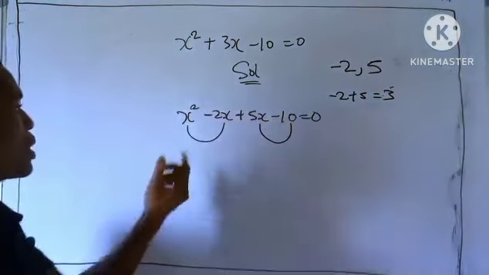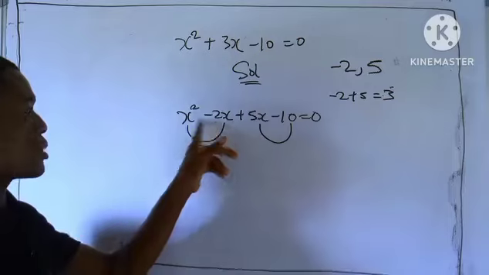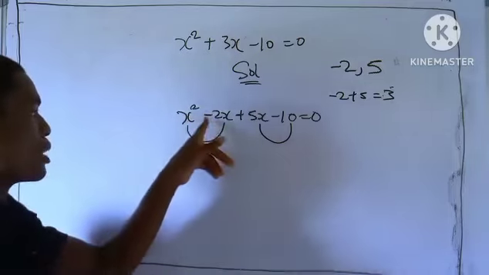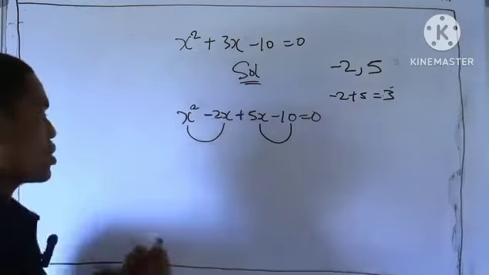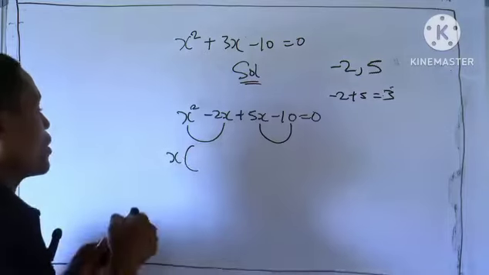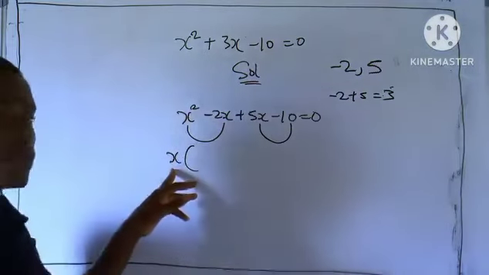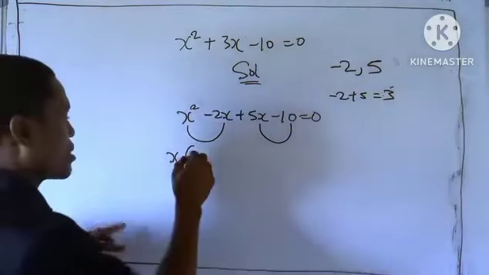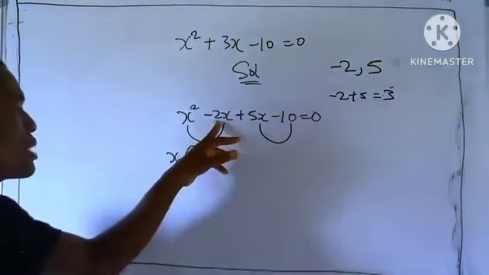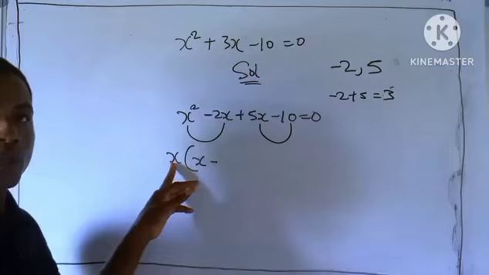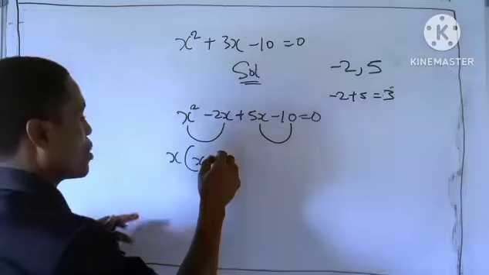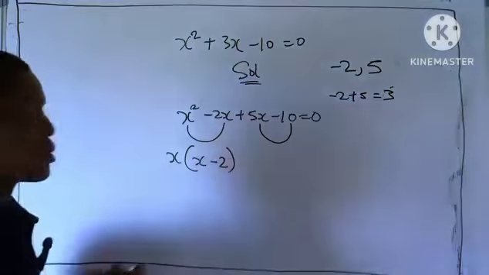Okay, so let's factor out x from this given term. We have x squared minus 2x, right? So if you factor out x here, x squared divided by x is x, minus 2x divided by x is what? 2x divided by x remains only 2, bracket close.